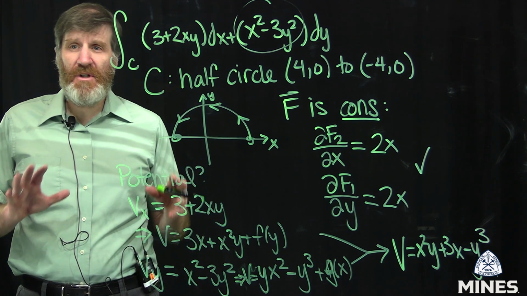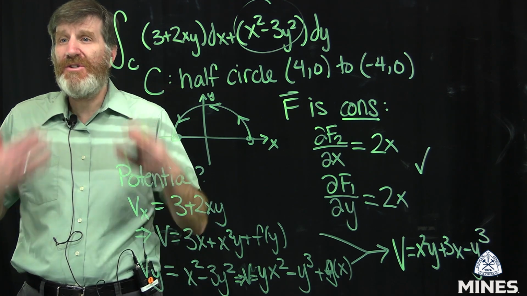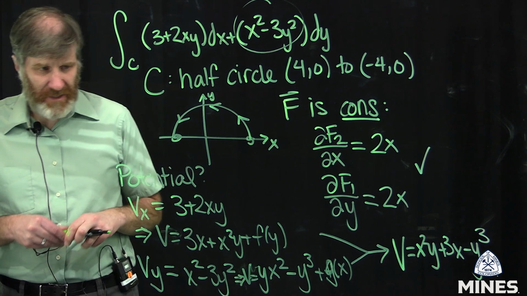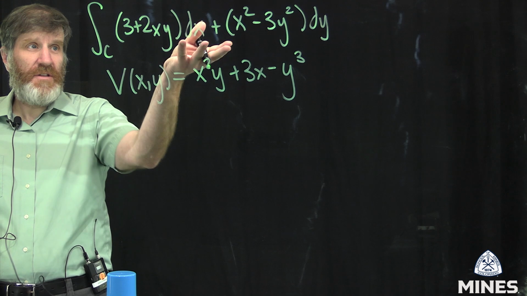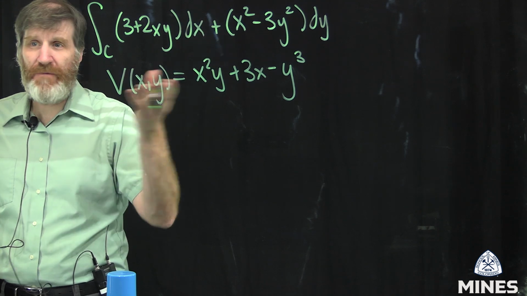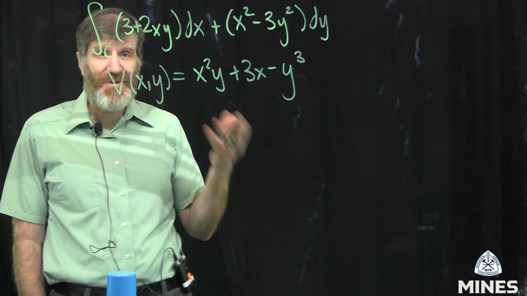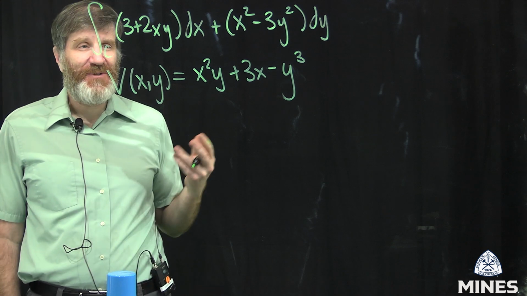From the potential function, we can do the integral without actually doing any integration. So let's see that. Let me erase and make some board space for that, and then we'll do it. All right, here we are. This is our line integral, and we have found that the vector field is conservative, and we have found the potential function for the vector field.